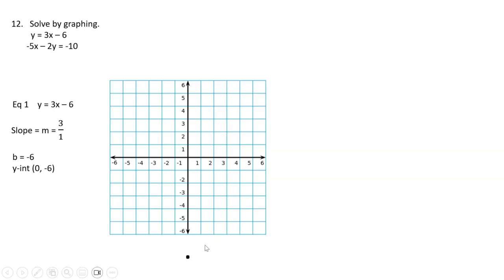So I'm going to start down here at the bottom. Then I'm going to go up 3 from the (0, -6): 1, 2, 3, and 1 to the right. There's my other point. And all we do is connect the points. That's my line.